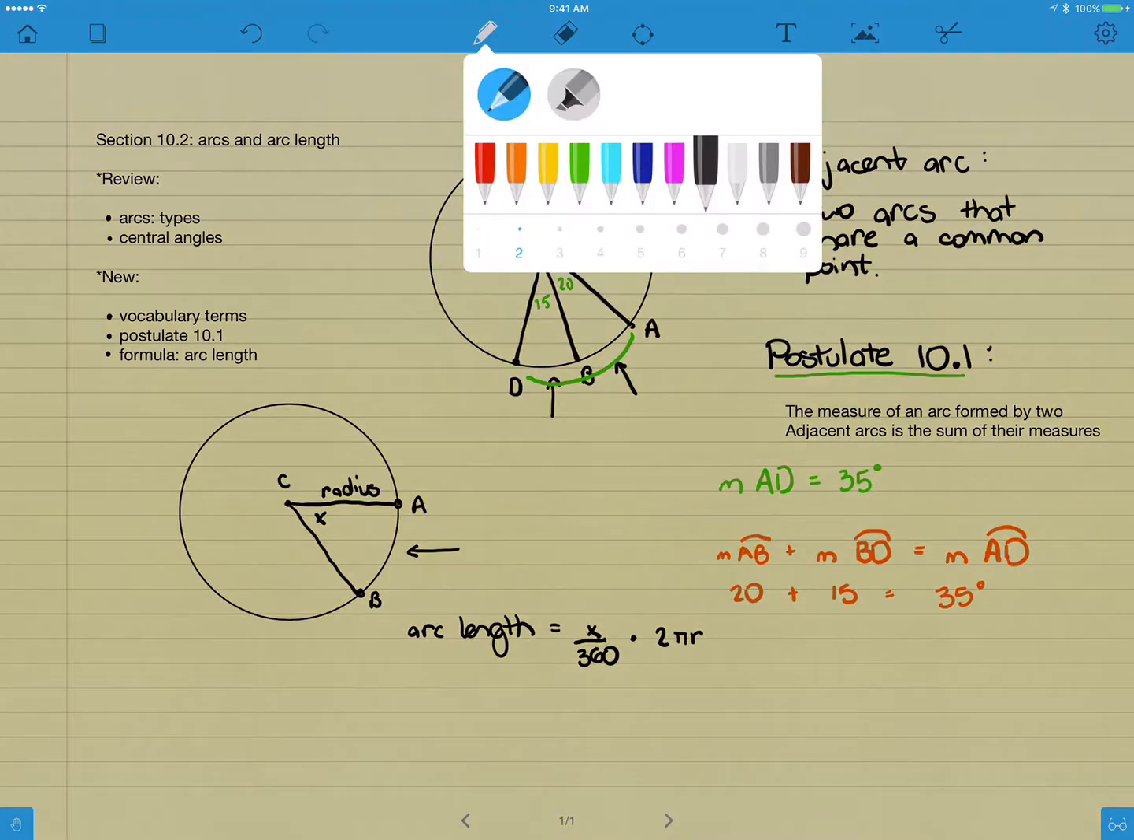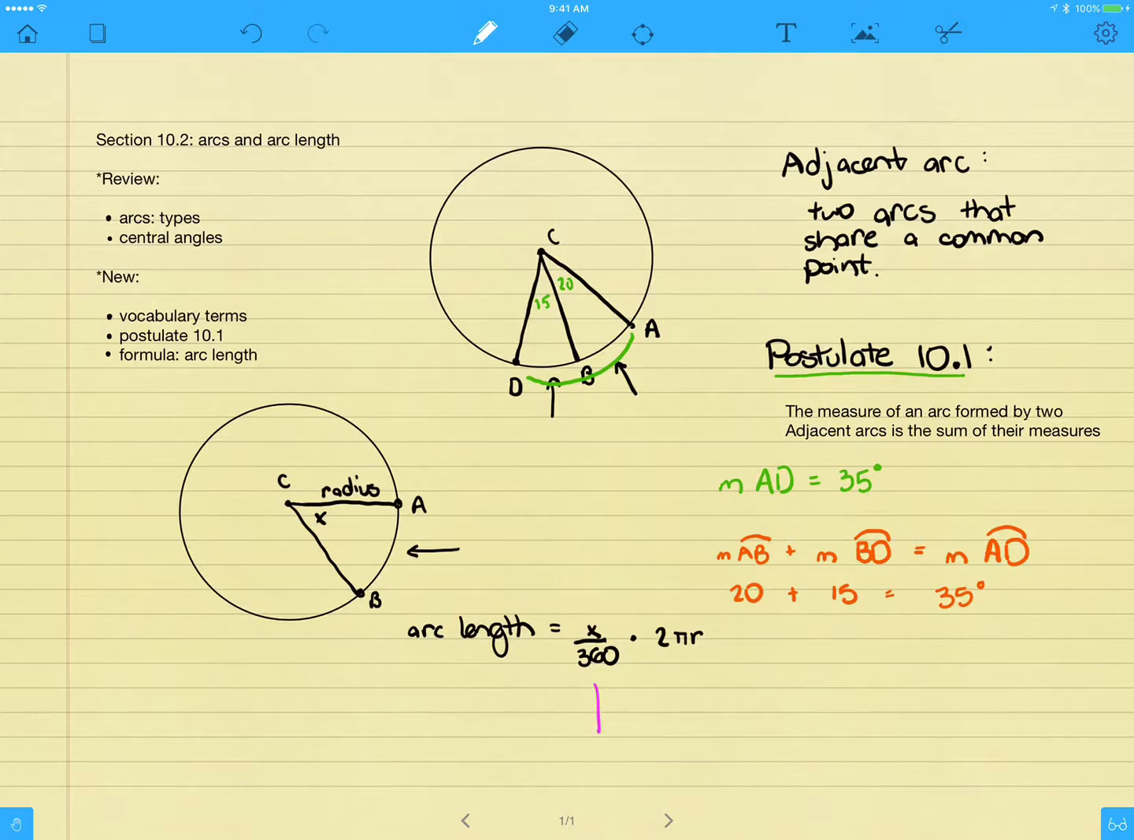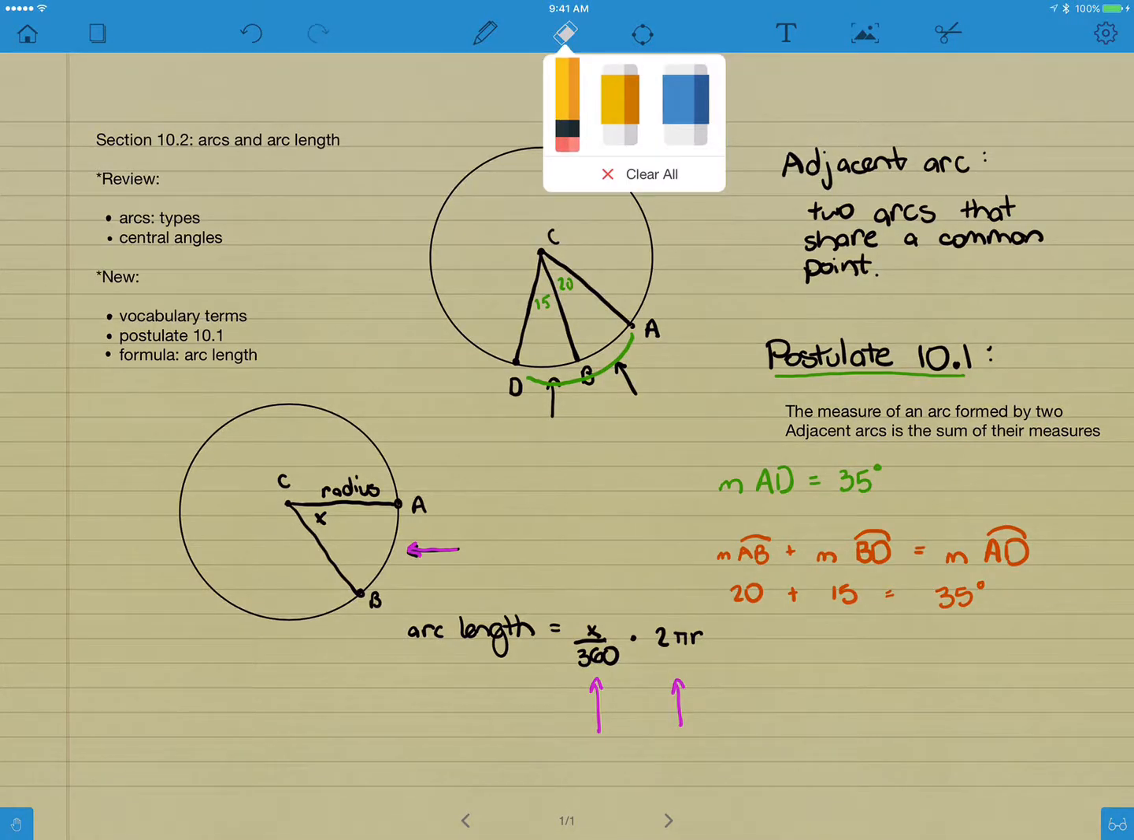This part right here will give you the fraction of the circle, and this will give you the length of the entire circle all the way around. And when you multiply them, that will give you the fraction of the path you're actually traveling on the circle, which is namely this thing that we needed right here. Okay, so let me put in a couple numbers here, and hopefully this will make sense to you.